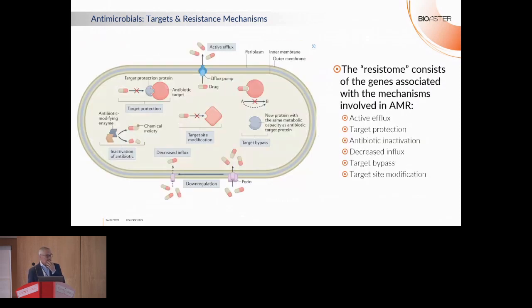The resistance mechanisms, there's a lot of variety of different resistance mechanisms. Sometimes the bacteria doesn't even have to do anything. It just pumps the drug out faster than it can get in, or it can block the drug from getting into the cell. You can modify the antibiotic by inactivation. You can bypass the effect of the antibiotic by having an alternative protein that can function in place of the target of the antibiotic. So there's a number of different mechanisms of resistance as well.